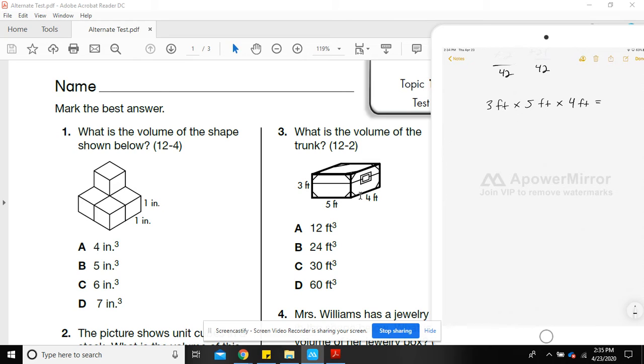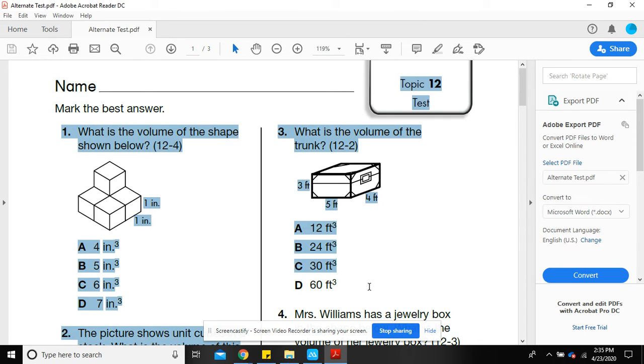So I like to do 3 times 5, which is 15 feet. And then I can multiply that by 4 feet. If I can't do that easily in my head, then I do this on the side. 15 times 4. I know that that's 20. Carry my 2. 4 plus 2 more is 6. So 60. So this equals 60 feet. Not done though. Remember, we're working with volume. So it's going to be 60 feet cubed. We're going to add that little 3 up there. So this answer would be D, 60 feet cubed.